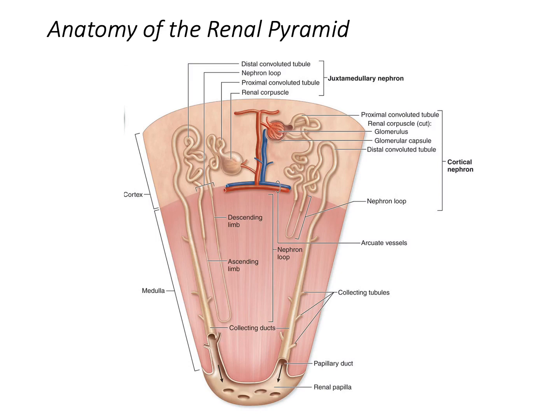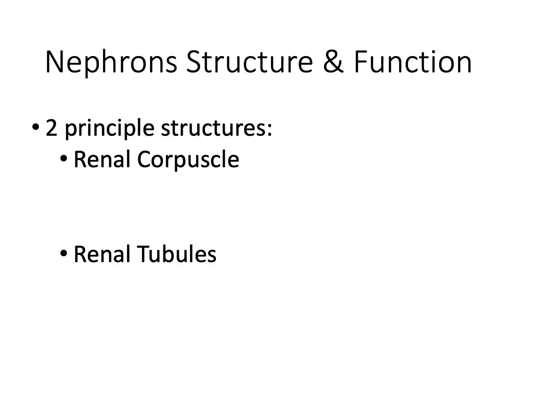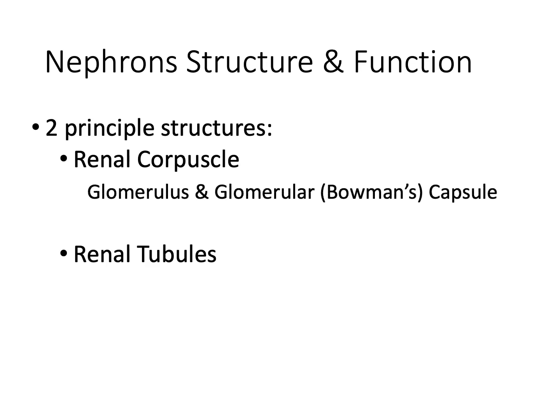So we're going to go further down into the nephron itself here. In the nephron, we're going to have two principal structural areas. The two principal structural areas are referred to as the renal corpuscle and the renal tubules. The renal corpuscle is going to be made up of the glomerulus and glomerular capsule, plus all of the surrounding tubular networks.